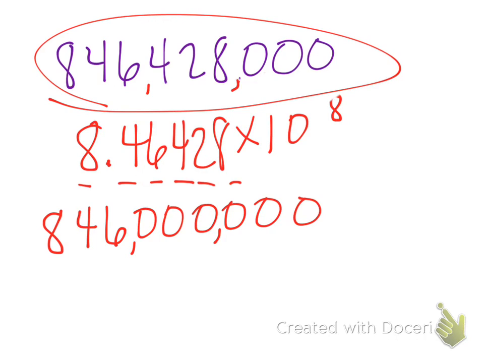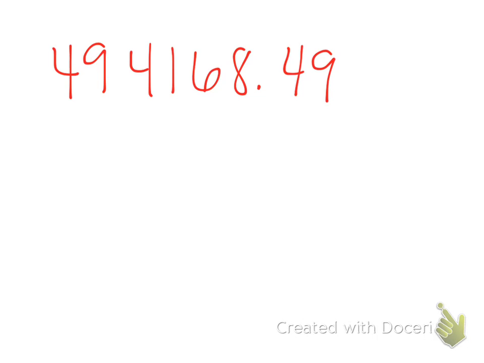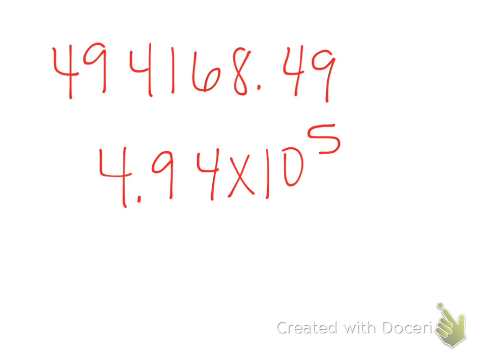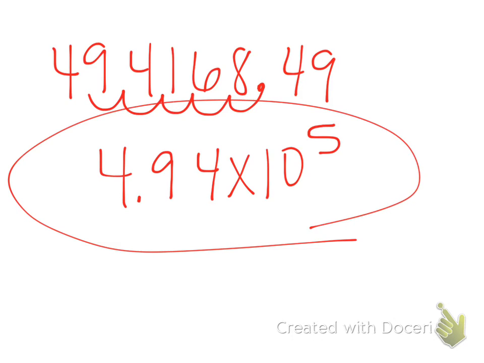All right, let's try some practice ones. Put that into scientific notation. All right, Grant, why don't you tell me what you got? Why don't you just try it anyway? You can be confident. 4.94 times 10 to the 5th. Perfect. You're right. That's why I said be confident.